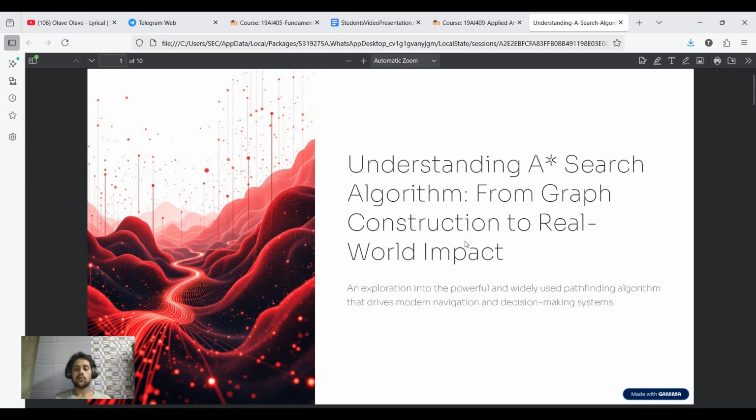Now I am going to introduce myself first of all. I am Trikeshwar from the Department of Artificial Intelligence and Data Science. Now I am going to present a slide about understanding the A star search algorithm, from graph construction to real world implementation.